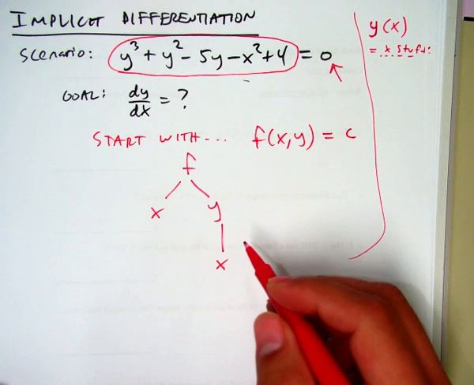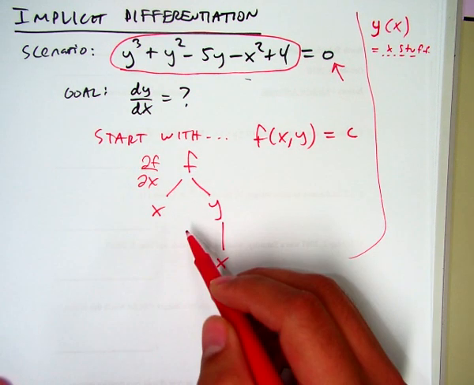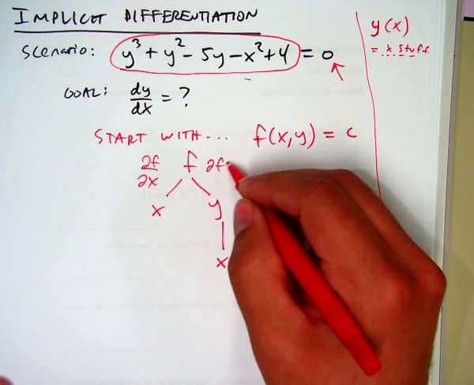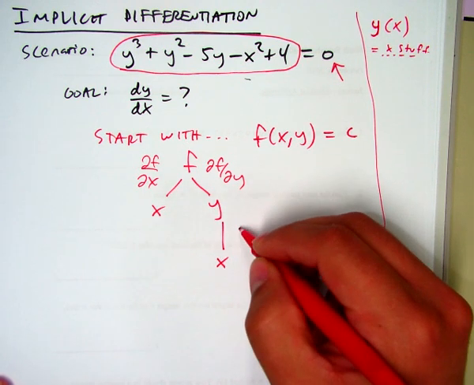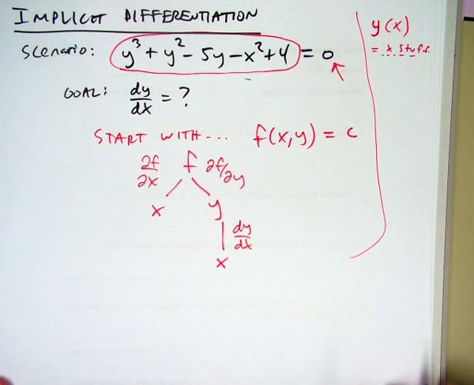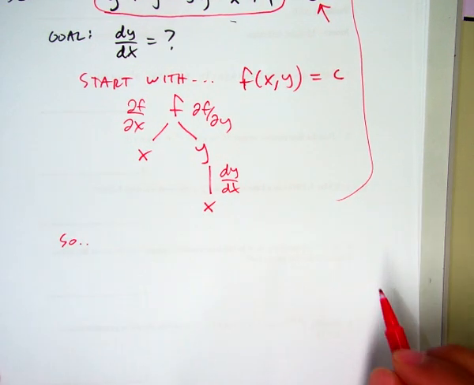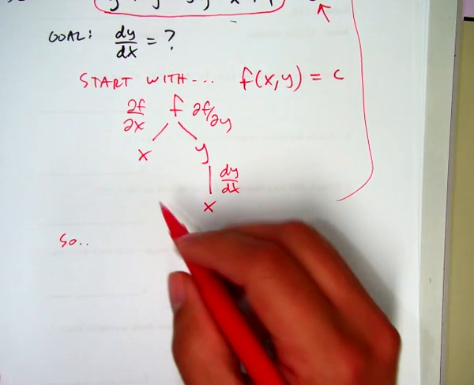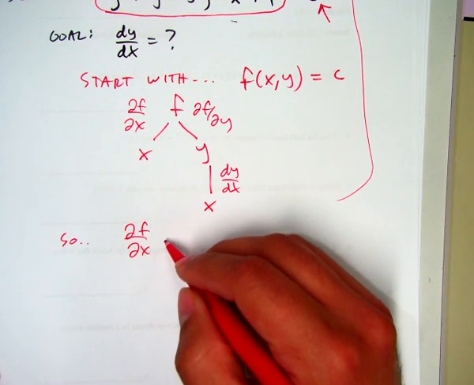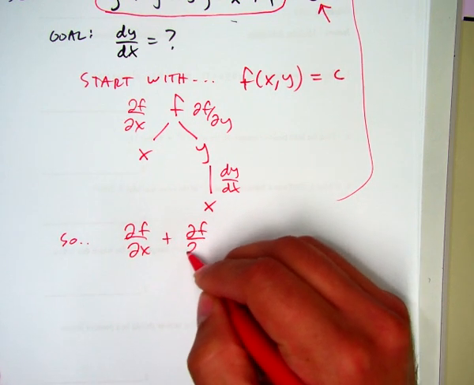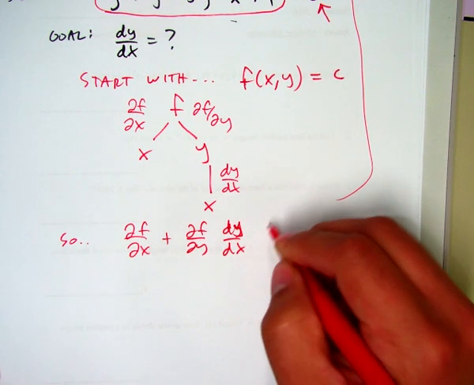So from f to x, that's partial f, partial x. Same with f to y, partial f, partial y. But now since y has just one variable, that's dy/dx. So we have partial f, partial x plus partial f, partial y times dy/dx equals 0.